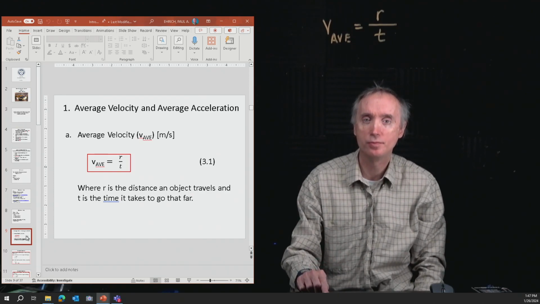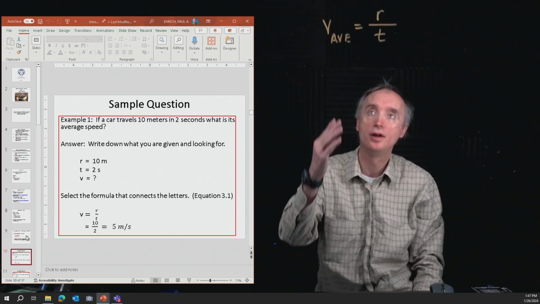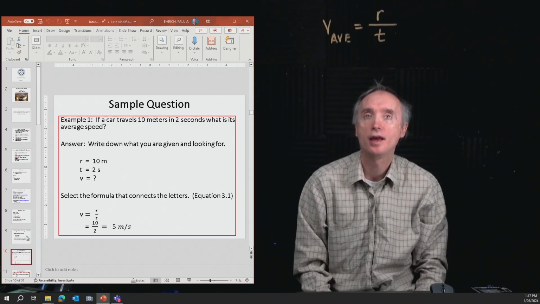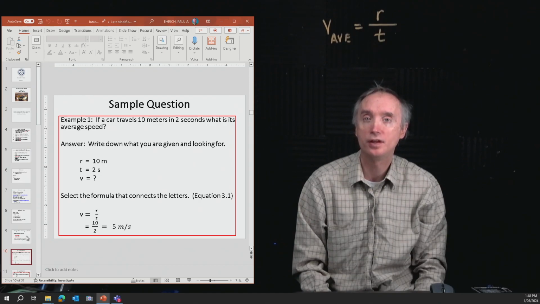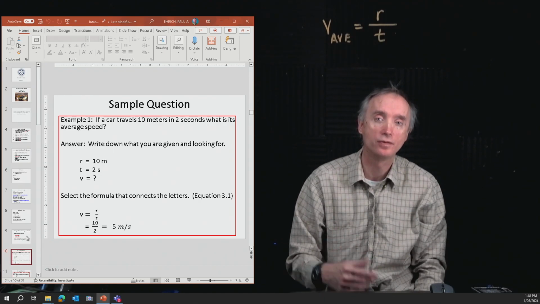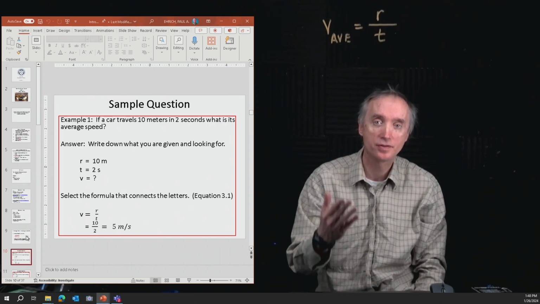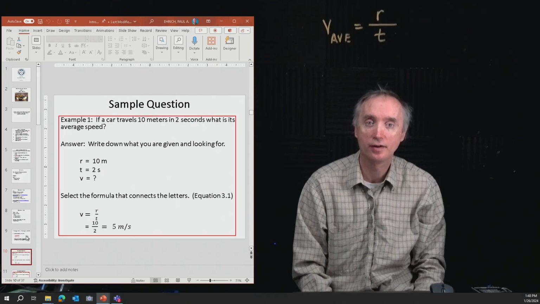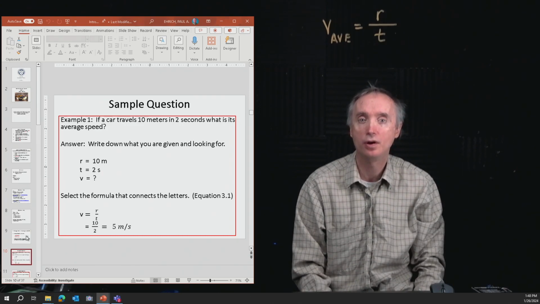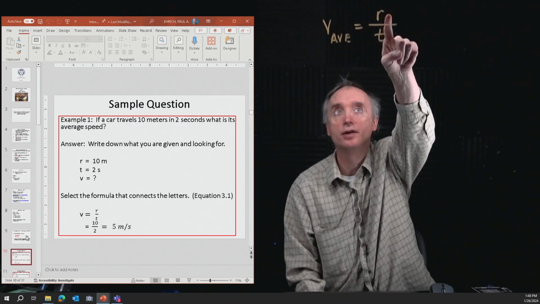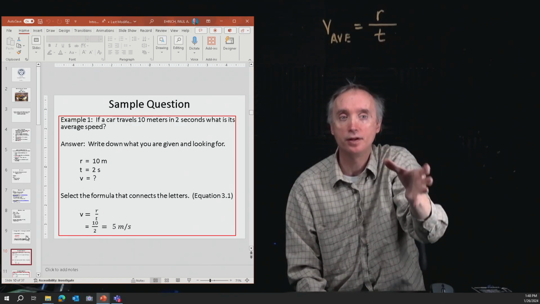So what would I want you to be able to do on the exam with that equation? So notice that you've got 3 letters, and then I've got to give you 2 of the quantities, and then you can solve it for the third one. So in this example here, a car is traveling 10 meters in 2 seconds. What's its average speed? So we know what the r is and we know what the t is, so we just plug it in there.